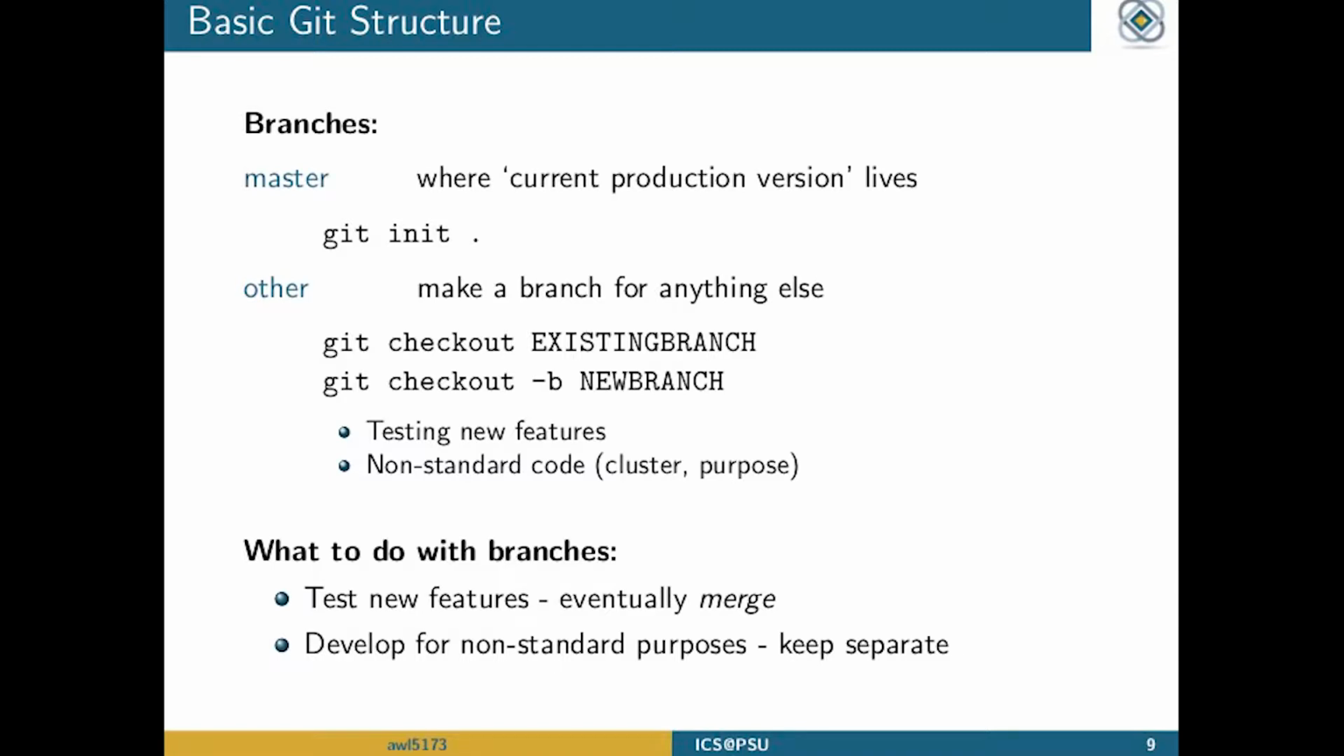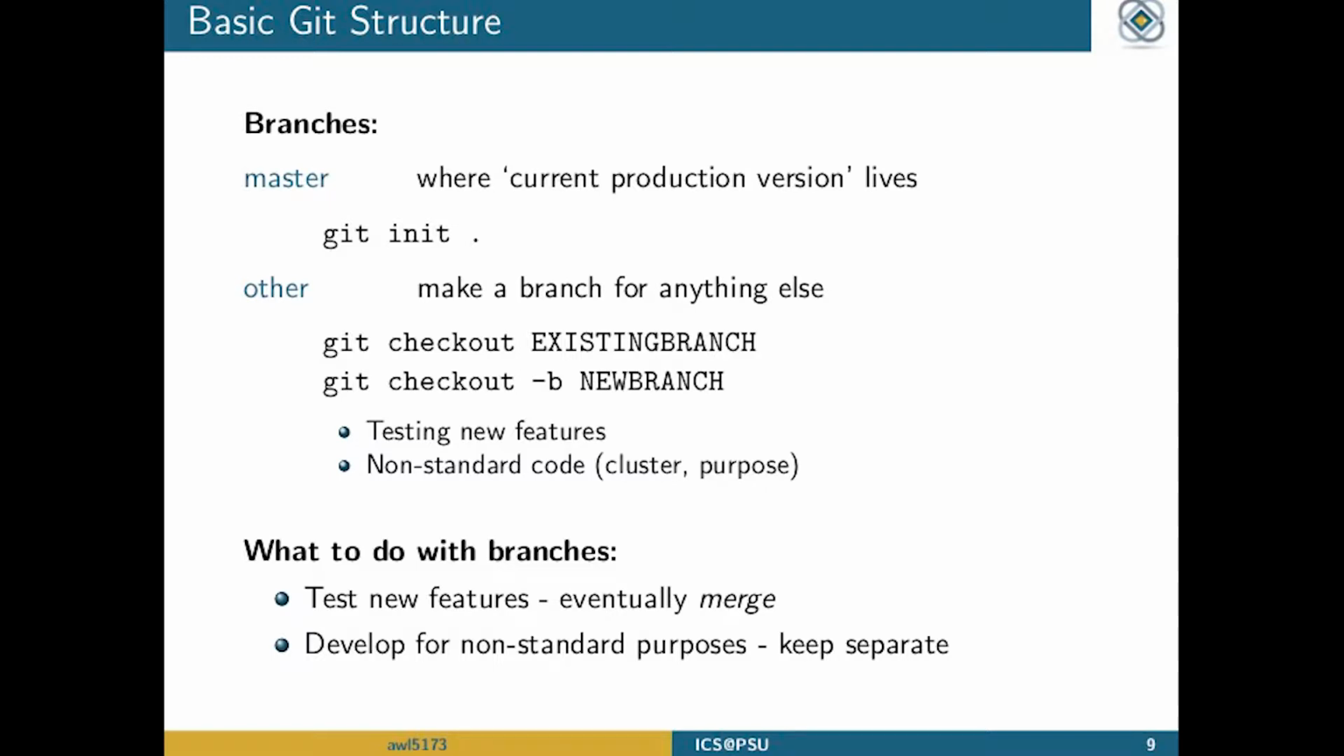But then you can have any other branches that you want, right? So you can have a branch for anything else. And so you can check out either an existing branch if there's already a branch that's there, or you can create a new branch with a checkout -b. And again, you can name it whatever. I highly suggest you make it a name that's something you'd be able to remember fairly easily, or be able to look at and know exactly what's going on in there. And so with your branches, that's where you would test new features, or you could have a branch for a specific cluster, a specific purpose, kind of like we've talked about before.